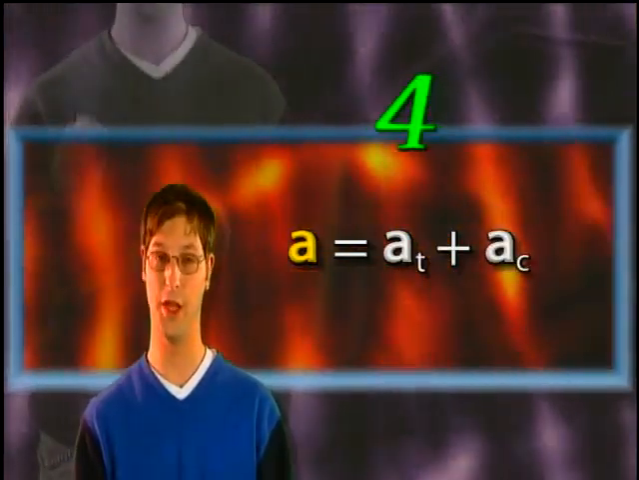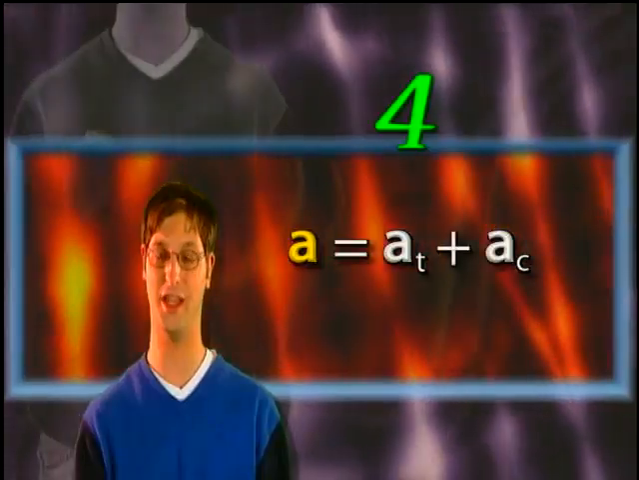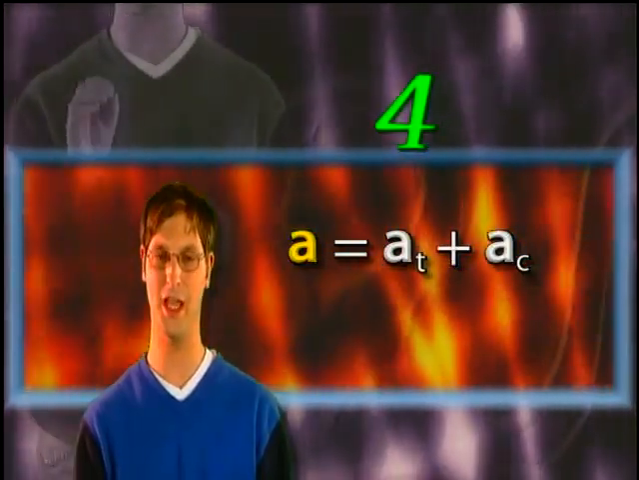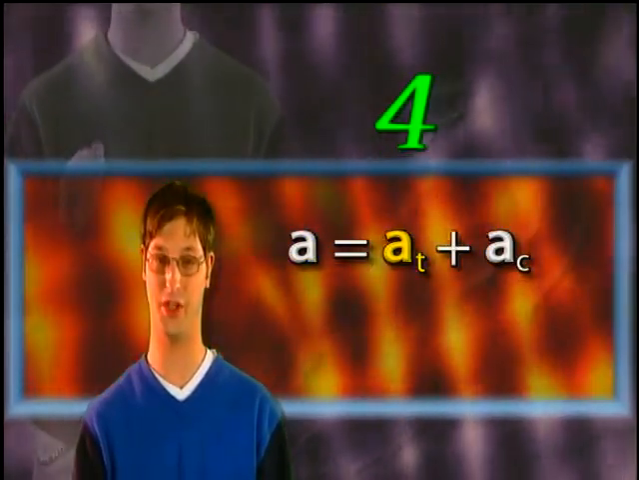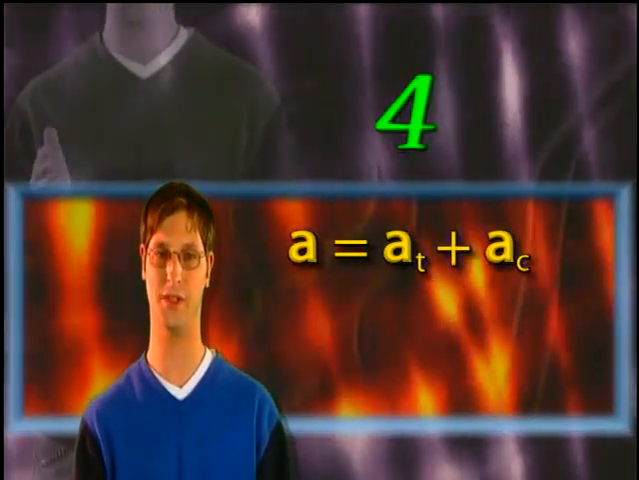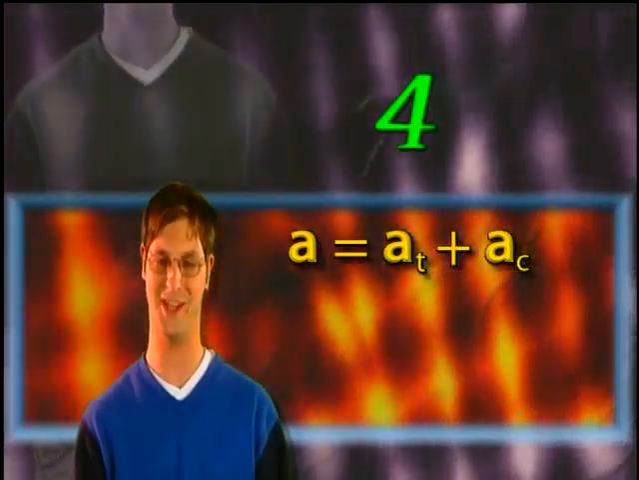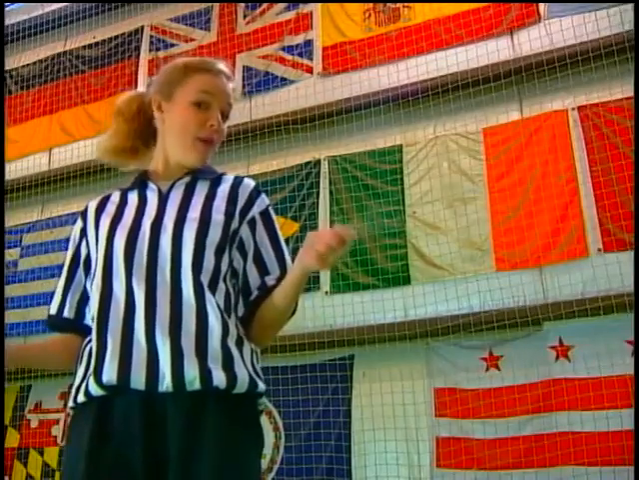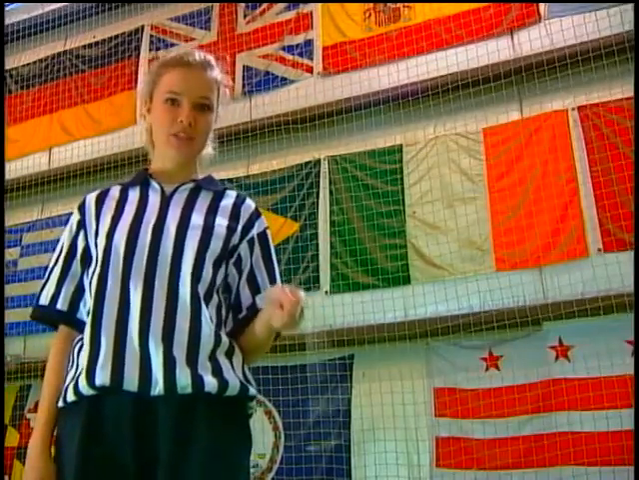And finally, the total acceleration of an object in accelerated circular motion equals the vector sum of the tangential acceleration and the centripetal acceleration, or A equals a sub t plus a sub c. Circular motion, no problem, right? Now let's move on to rotational motion.